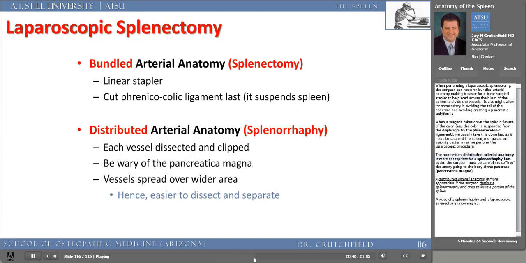The more widely distributed arterial anatomy is more appropriate for splenography, but again, the surgeon must be careful not to bag the artery going to the pancreas. A distributed arterial anatomy is more appropriate if the surgeon desires a splenography and tries to leave a portion of the spleen. A video of a splenography and a laparoscopic splenectomy is coming up.